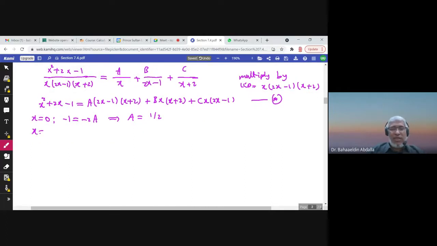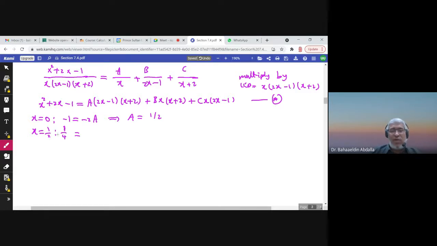Now what is the second zero? Well, 2x minus 1. The zero of 2x minus 1 is half. You put 2x minus 1 equals 0, you take 1 to the other side, and then you divide by 2. So the zero is half. Okay, so I replace x by half in equation star. Half squared is 1 over 4, plus 2 times half plus 1 minus 1, that's 0. So the left-hand side is just 1 over 4.